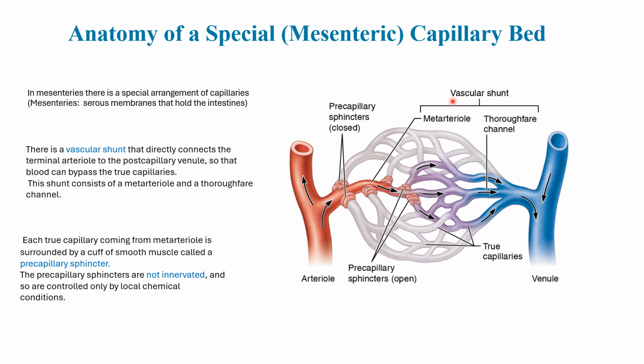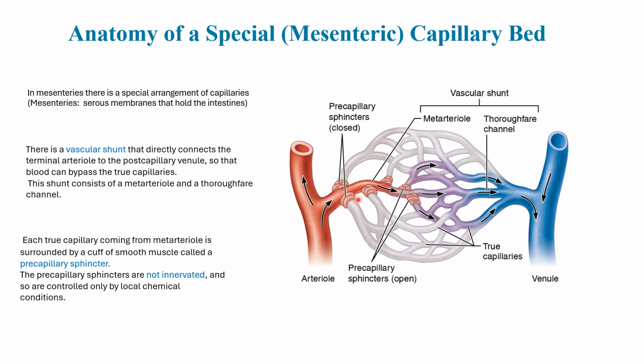And this vascular shunt is made of meta-arteriole. So this is known as meta-arteriole, this one. And then this channel is known as thoroughfare channel. So instead of going to the capillary bed, it is going straight to the venule through this pathway, meta-arteriole and thoroughfare channel. This is known as vascular shunt.